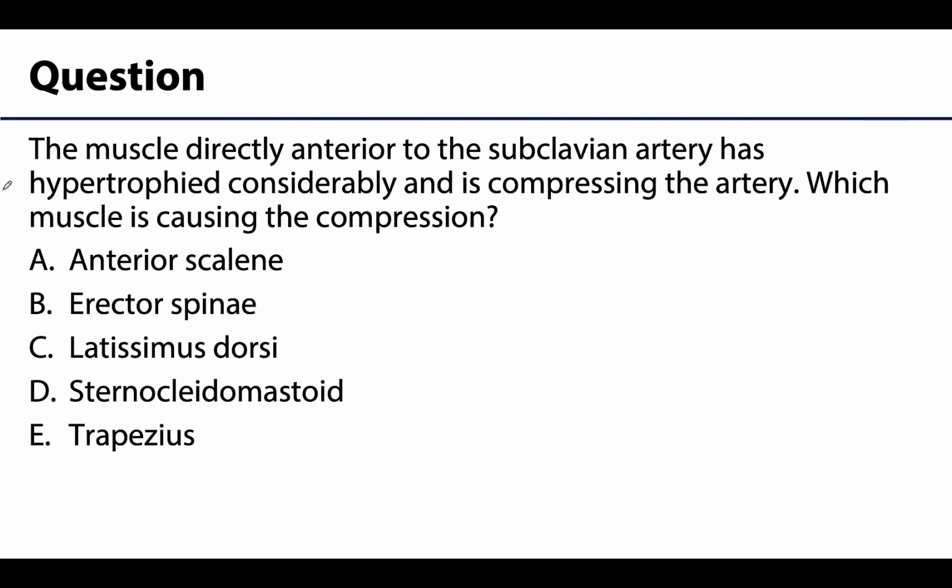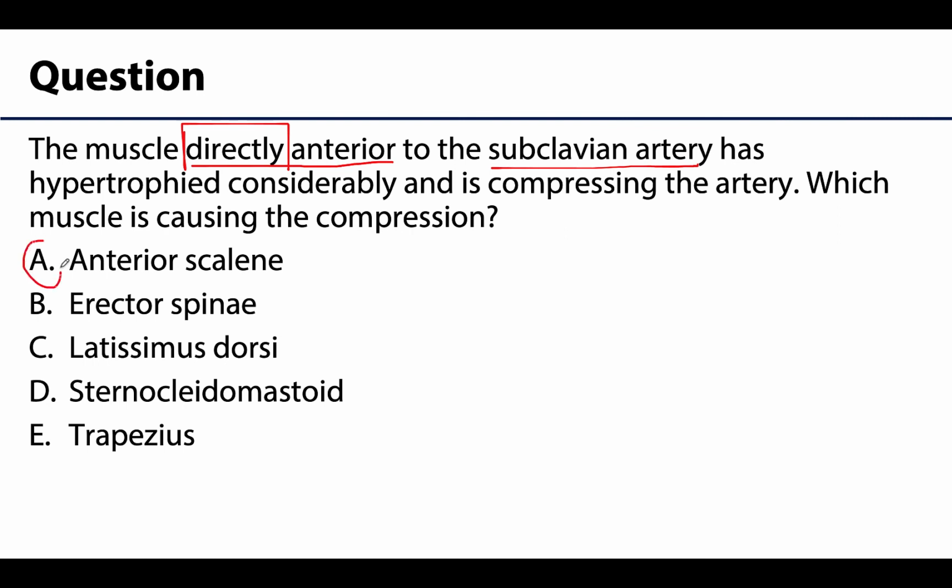Okay, so let's kind of work through this stem together. So we're looking for a muscle. These are all muscles, so that's not all that helpful. That is directly anterior, so not just anterior, but directly anterior to the subclavian artery. All right, the subclavian artery is going to be in the root of the neck, kind of right underneath the clavicle, so we need to be thinking more anterior neck region. And it's compressing this artery. So, anterior neck region. Which ones are going to be part of the anterior neck?